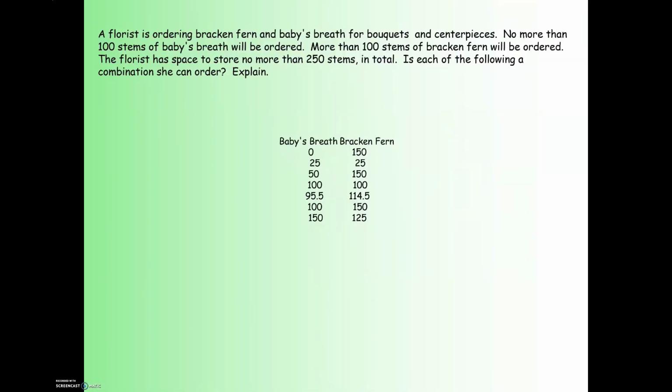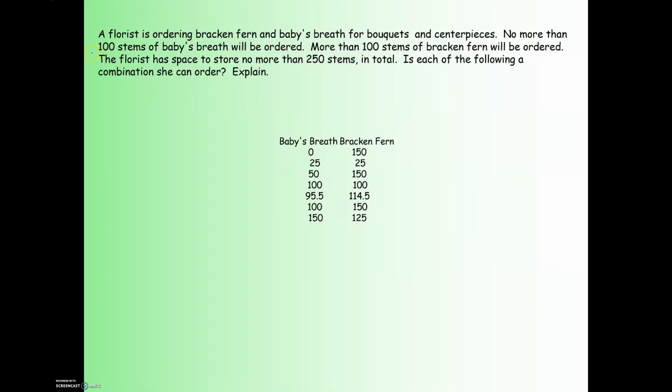So let's look at this example here. A florist is ordering bracken fern and baby's breath for bouquets and centerpieces. No more than 100 stems of baby's breath will be ordered, and more than 100 stems of bracken fern will be ordered. The florist has space to store no more than 250 stems in total. Are each of the following a combination that she can order? Explain. So here there are a couple of restraints.